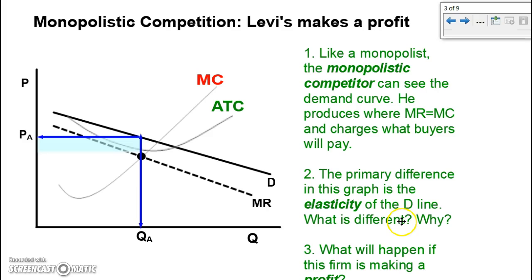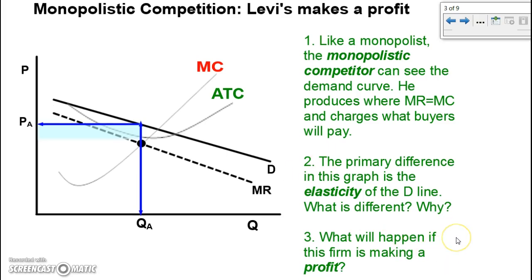The big difference here is the elasticity of the demand curve. Notice how flat this demand curve is. Why is that? Because the monopolistic competitor faces substitute goods, close substitutes. The products are differentiated, but it's not like monopoly where no one can make anything at all like your good. If you're producing jeans, like Levi's, other people can't produce Levi's, but they can produce jeans. So what will happen if this firm is making a profit? In monopoly, our analysis was simple, end of story. Nothing can happen. If they're making a profit, nobody can enter the industry. But that is not the case for a monopolistic competitor.